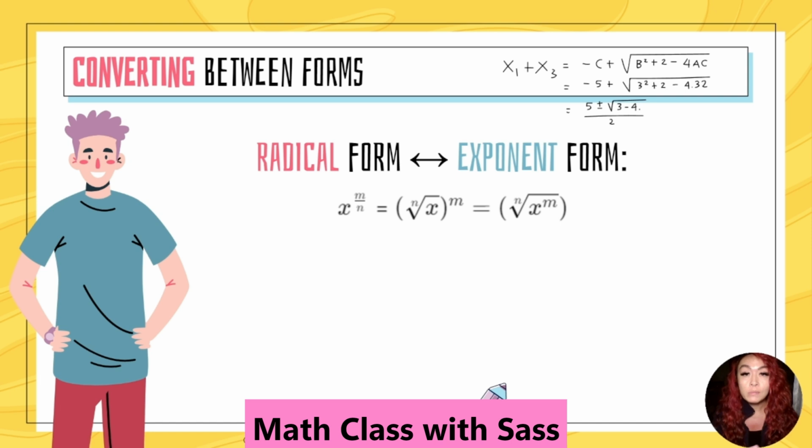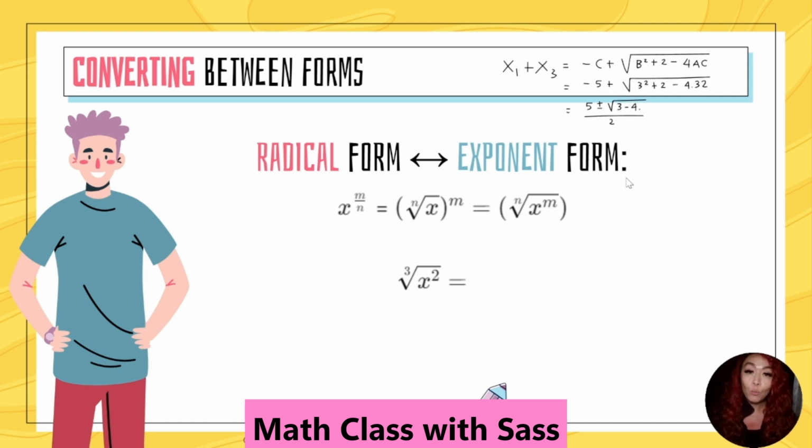Converting between forms is something that you might want to do in order to simplify a given expression. And you might actually go back and forth between forms in the process of simplifying, depending on what the question is asking. So if we want to go from radical form to exponent form, I want you to remember this rule. X to the m over n is the nth root of x to the mth power.